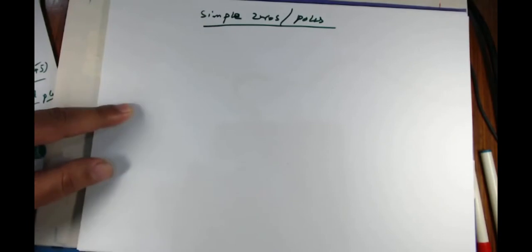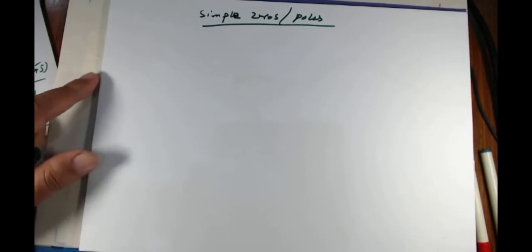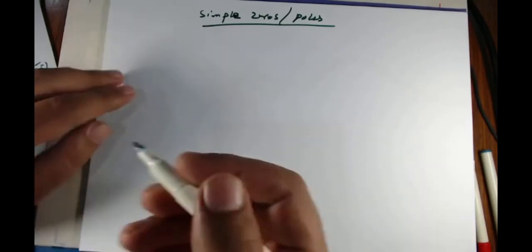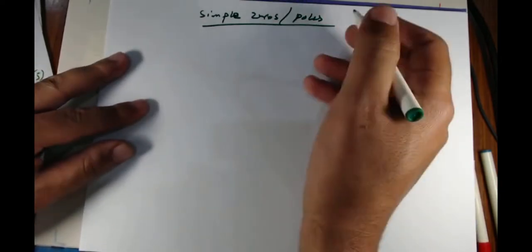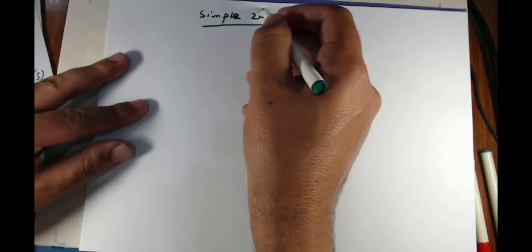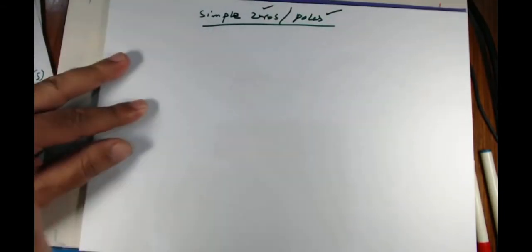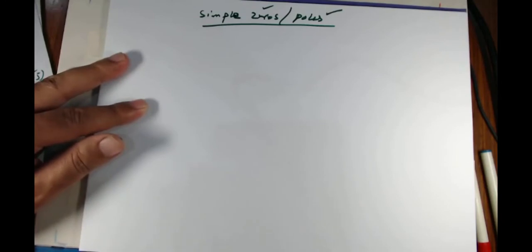Okay, you know what we mean by simple zeros and simple poles. Let's say we start with simple pole first. You only draw simple pole and you will get an idea how to plot zeros. The same way, we draw simple zeros and we get an idea how to plot simple poles.